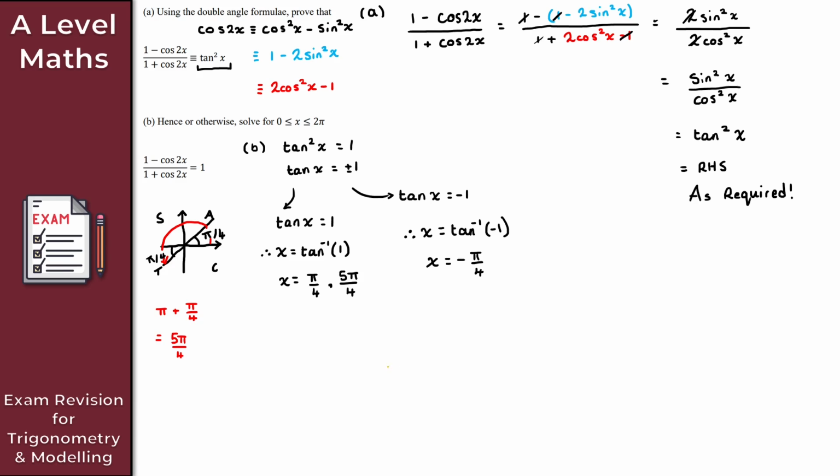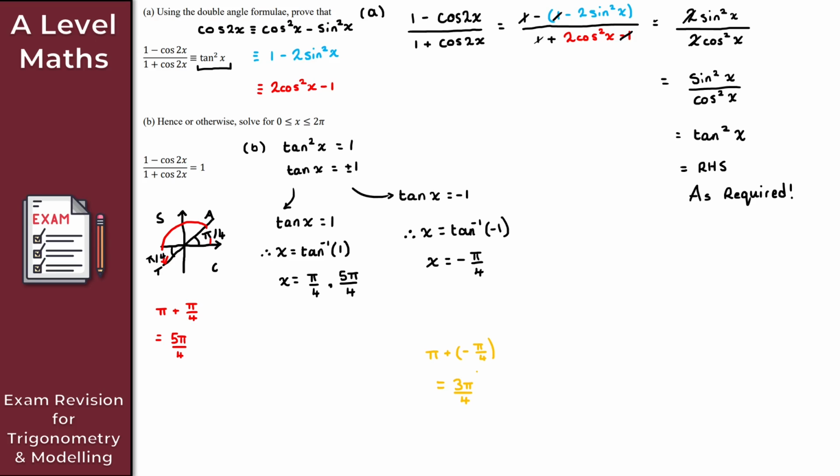So clearly my next solution here then, again, let's just do that in a different color. Let's do it in orange. That would be pi plus this solution here. So plus minus pi over 4. So what I've got here then is 4 pi over 4 minus pi over 4, and that just gives us 3 pi over 4. Okay, so my next solution here is 3 pi over 4.